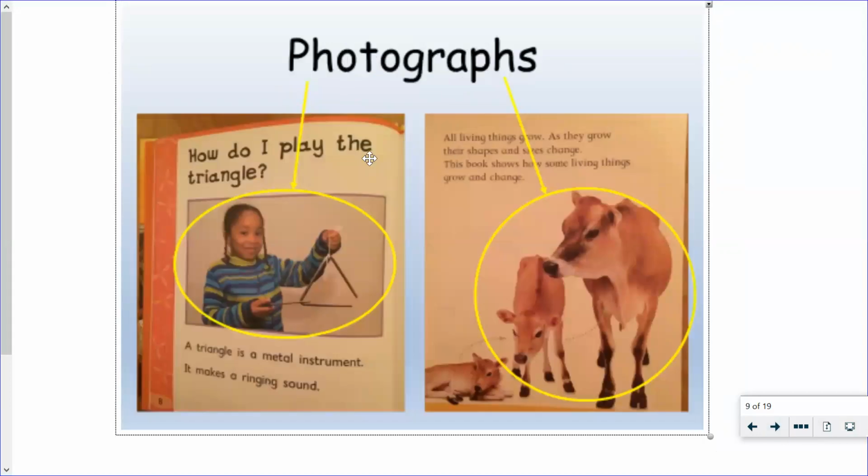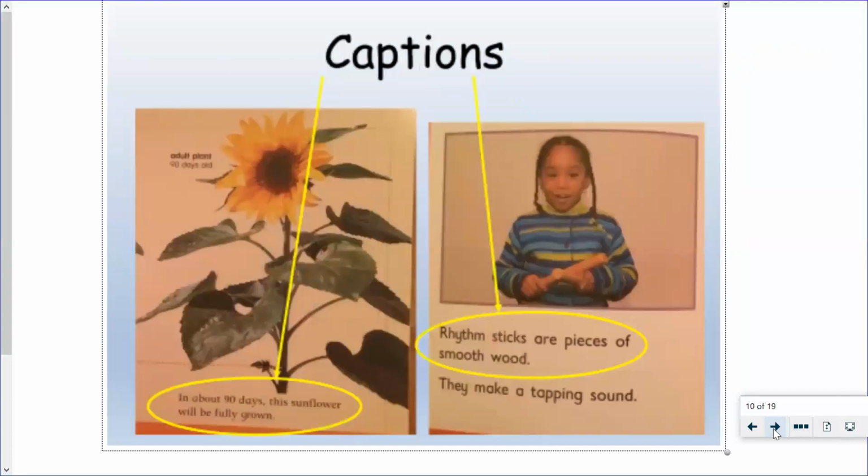Now we're going to move on to photographs. Can you have a look at these photographs in a non-fiction text, in an information book? Are they real or are they illustrations? That means, did someone draw them? No, they're real pictures. So an information book will have real pictures. Fantastic. Then the pictures might have captions.